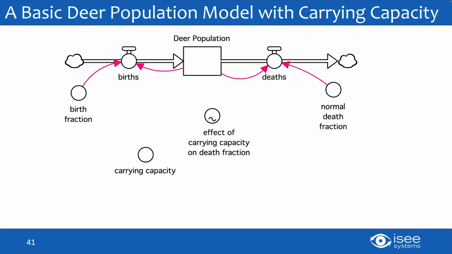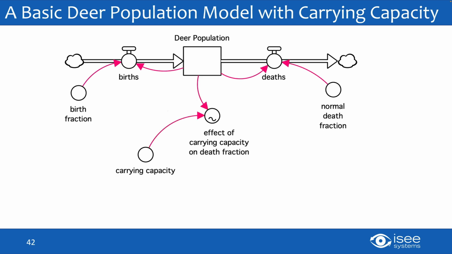In order to cause deaths to increase in a reasonable fashion, the model has to know how close the current population is to the carrying capacity. So we add an additional converter that I have called effect of carrying capacity on death fraction. This is a special type of converter. Notice the tilde shape within the circle for the converter. That means this converter is defined not with a number, not with a formula, but with a graph. It is a graphical converter.